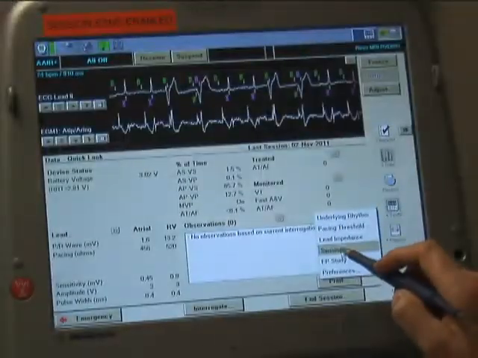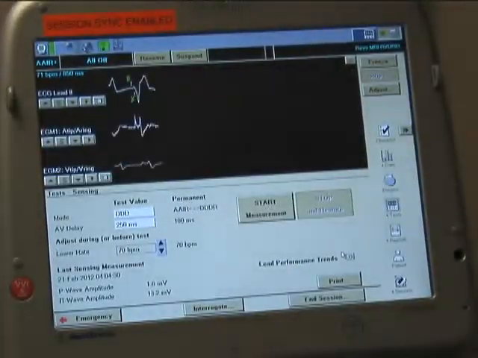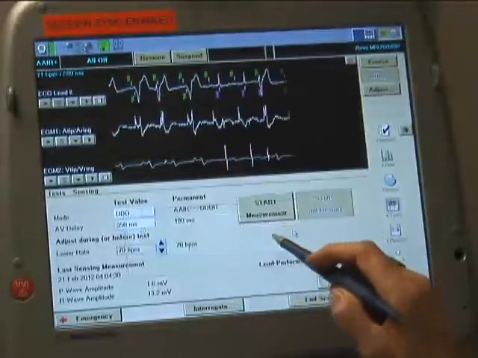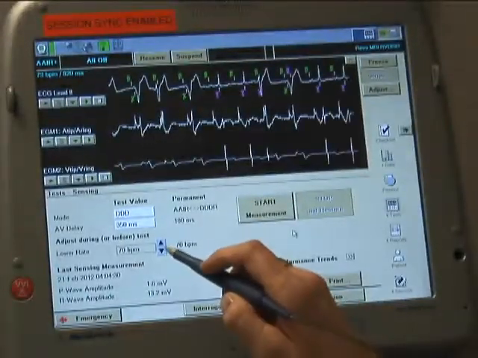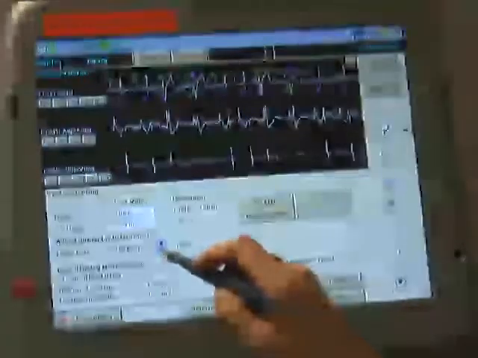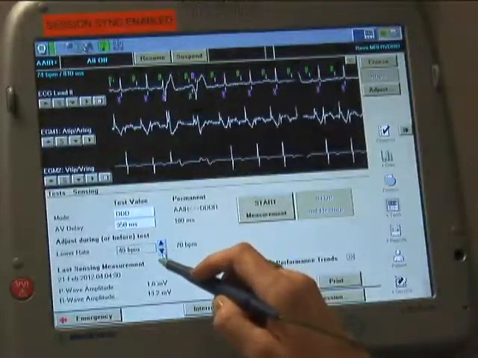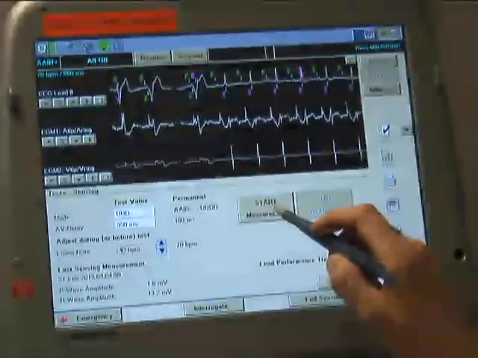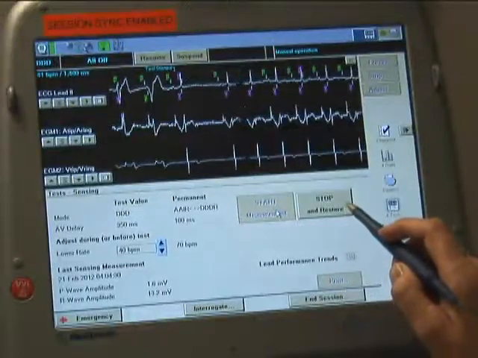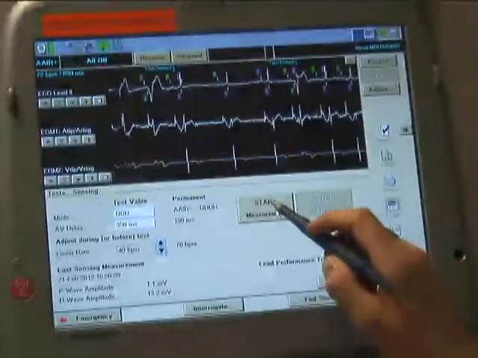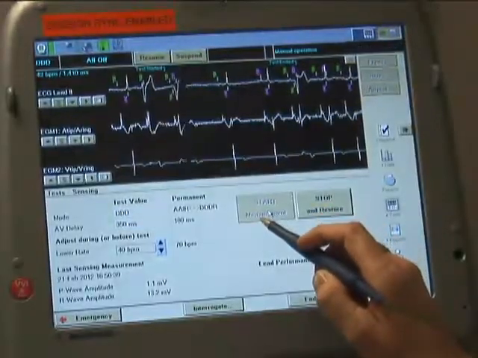The sensing test is performed next. If there is pacing in either chamber, the rate needs to be decreased to allow the intrinsic rhythm to come through. This device measures both the P and R wave amplitudes at the same time. Use the DDD mode and increase the AV delay to prevent ventricular pacing. Decrease the lower rate to allow the intrinsic rhythm to come through, to a minimum of 30 beats per minute.